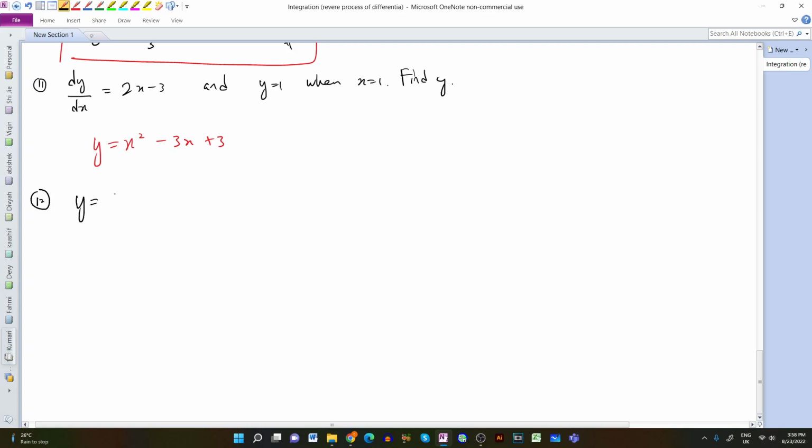Maybe one last one. Try this. You have to find y, is it? Yeah, you have to find. Whenever they give you dy/dx, you want to find y, you do just integration.